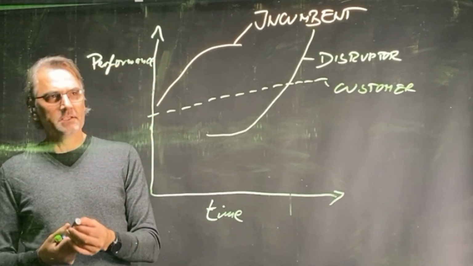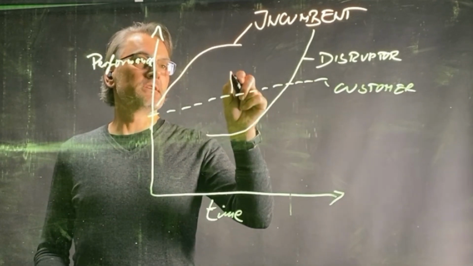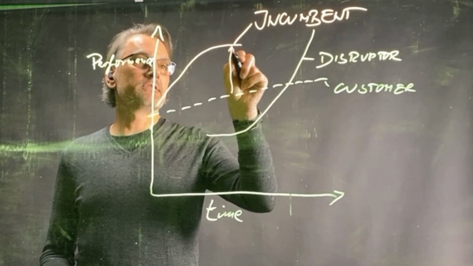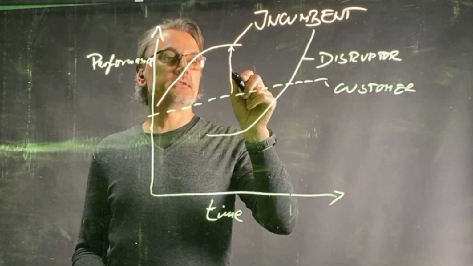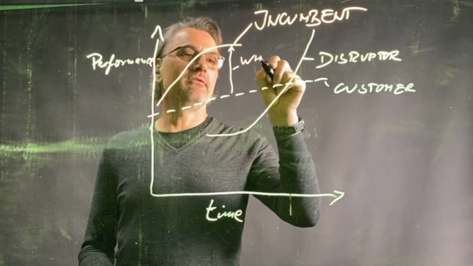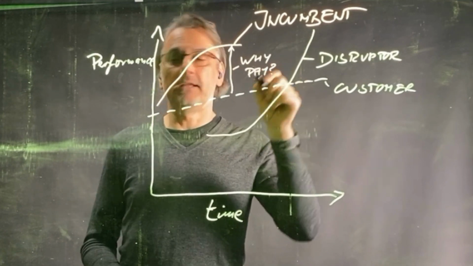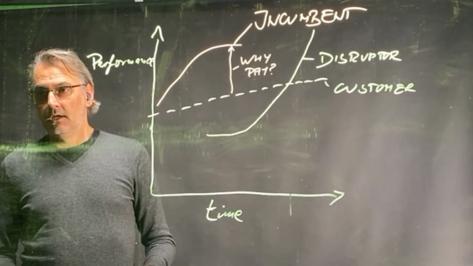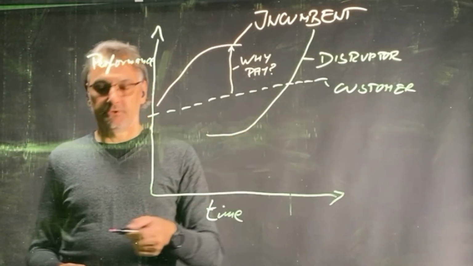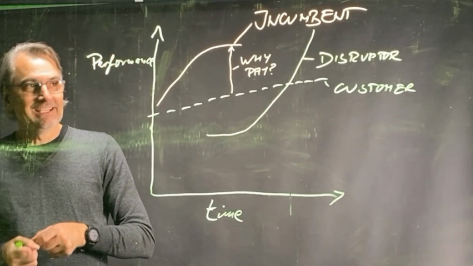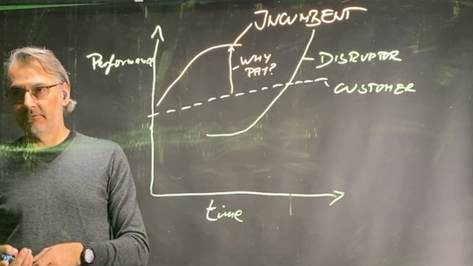The first gap is between the customer and the incumbent. So here, there's a gap between what the incumbent offers in terms of performance and what the customer can absorb. And the key question that raises is why should they pay for that? And that, of course, is the first advantage for the owner of the emerging technology, the disruptor, because the customers are being offered something and being charged for something that they cannot effectively use.